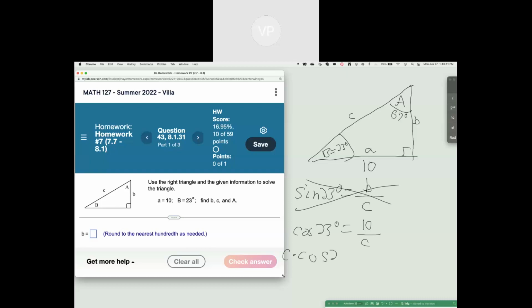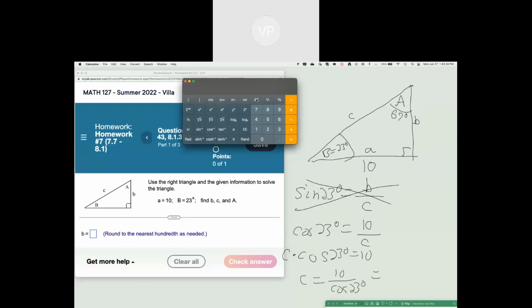So I have c times cosine of 23 degrees equals 10. C equals 10 over the cosine of 23 degrees. And I should be able to do that in my calculator. So 10 divided by the cosine of 23 degrees, and don't forget, hit the equals. We get 10.86.